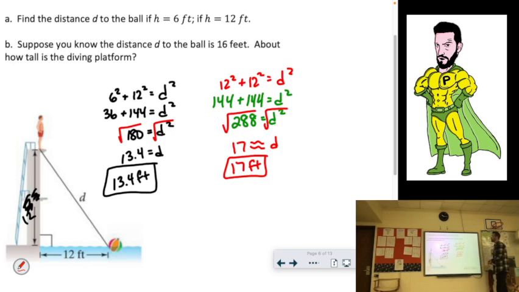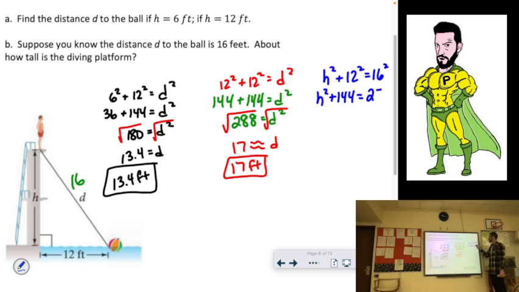All right, suppose you know the distance d to the ball is 16 feet. How tall is the diving platform? So now they're giving us the hypotenuse. They're saying this is 16. So we're looking for a leg. So we could say h squared plus 12 squared equals 16 squared. 12 squared, we've done it 5 times already. It's 144.